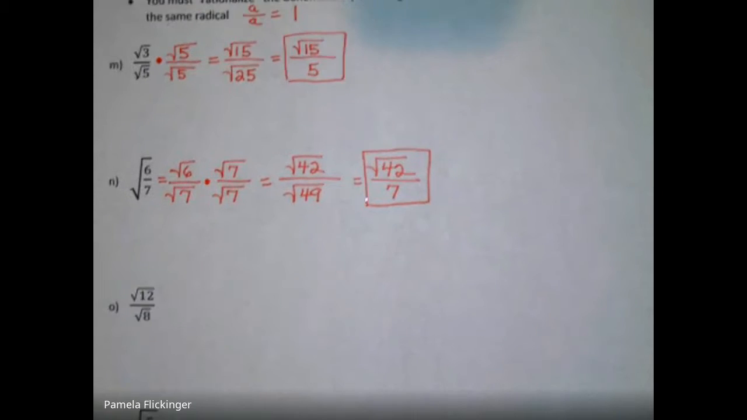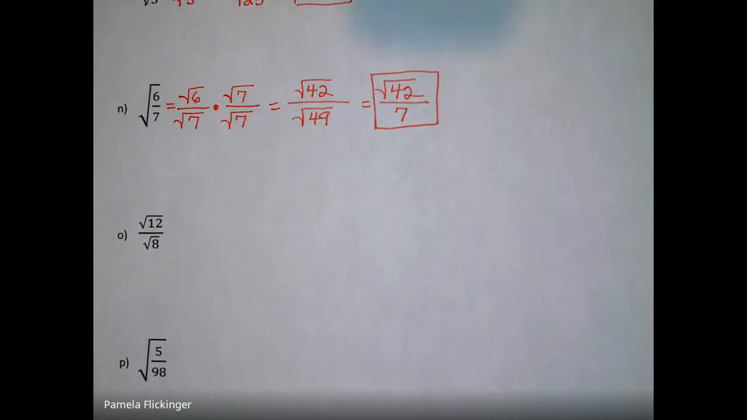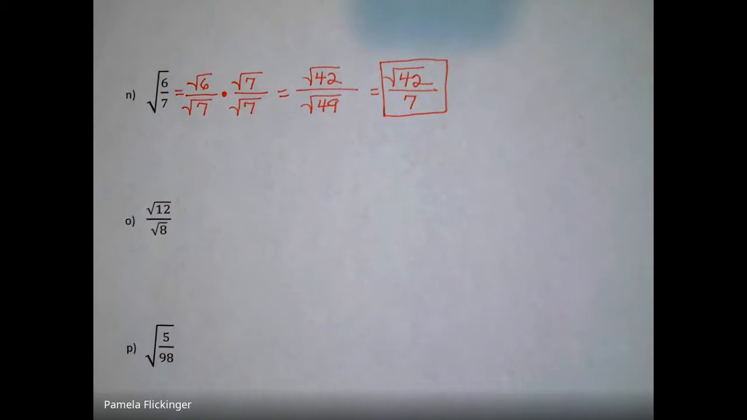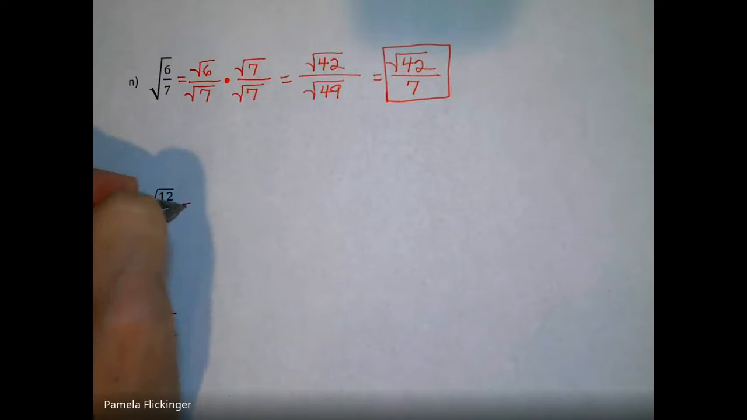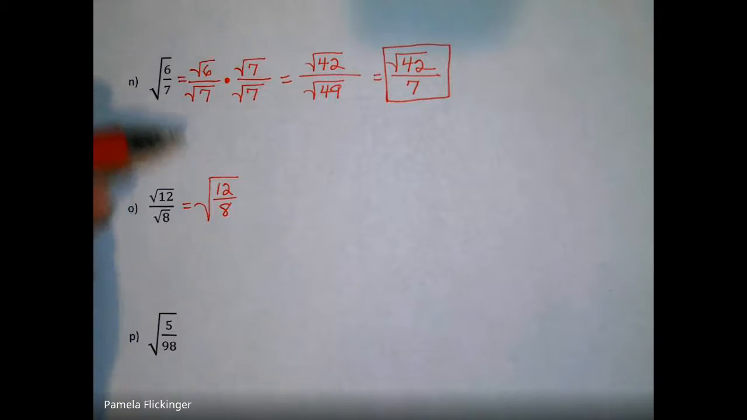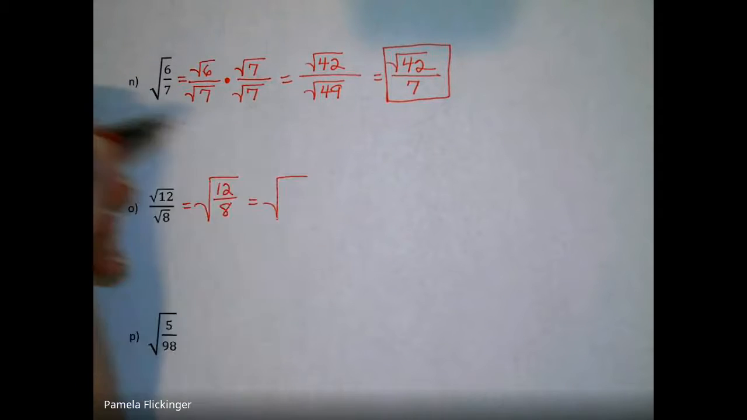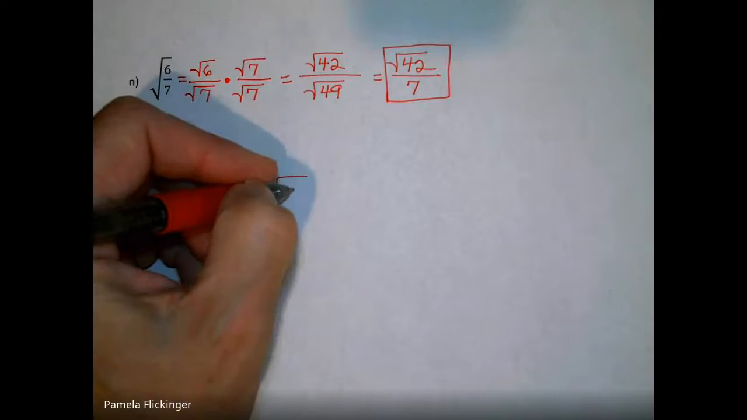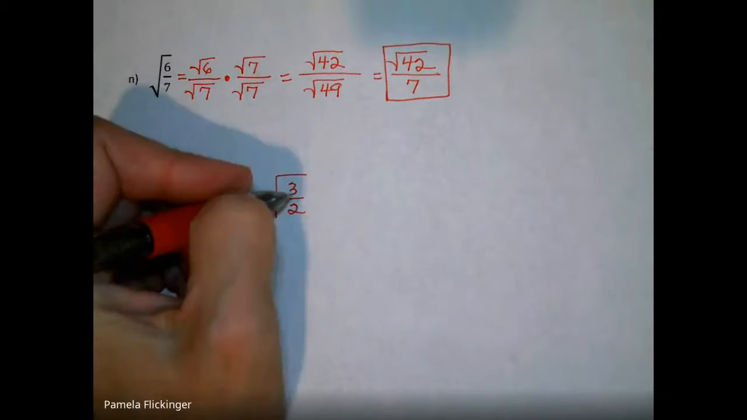All right, letter O. Now, something that you can think about. We've got the square root of 12 over the square root of 8. Again, I'm going to put this under one big radical. I'm going to reverse what I did above, because one thing I notice is that 12 over 8 does simplify a little bit. So if I divide both by 4, I end up with 3 over 2. Sometimes that helps rationalize it just by simply doing that. But in this case, it didn't, right?